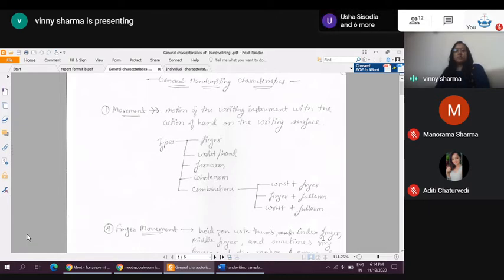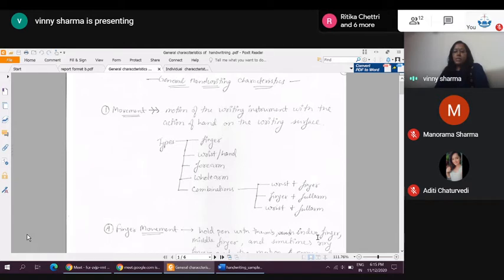So where the force is coming from to move that writing instrument is basically what we define as movement. Generally, we define movement into five different categories: finger, wrist, forearm, whole arm, and then the combinations of the above three. When you arrange these movements, you can say that the finger movement is the least movement, and combinations of them in the increasing order will become the highest level of movement.